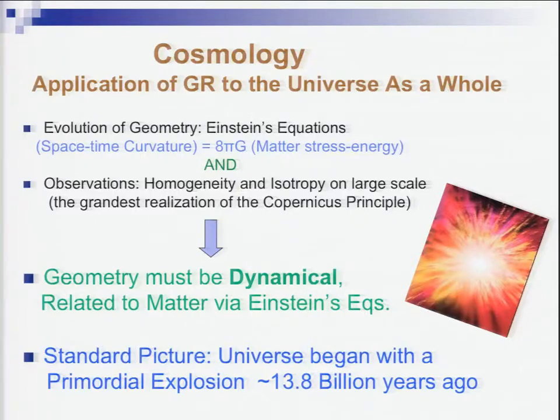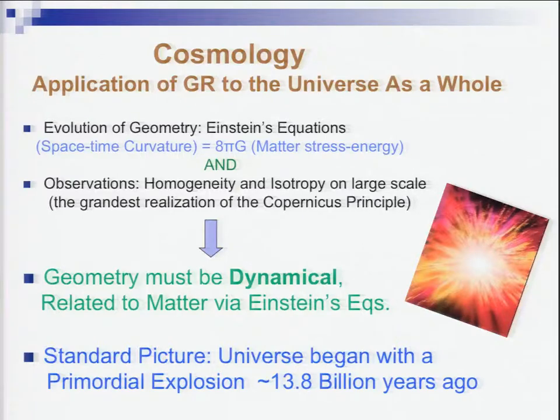And now what happens is the following. First let me tell you the story, and then tell you the history. In other words, the final answer is this, and then we'll tell you the story about how we arrived at the final answer. Basically, the evolution of geometry is governed by Einstein's equation, and Einstein's equations tell us that space-time curvature is equal to 8 pi G times the matter stress-energy tensor. One uses Einstein's equations, and one uses an observed fact that if you look at the universe at sufficiently large scales, then there is no preferred direction in the universe, and there is no preferred place in the universe. The universe is isotropic and homogeneous.